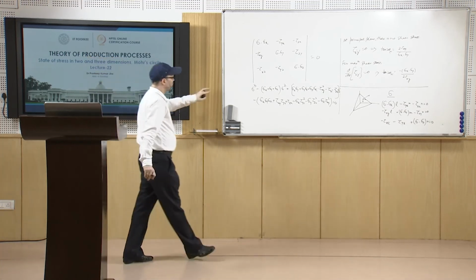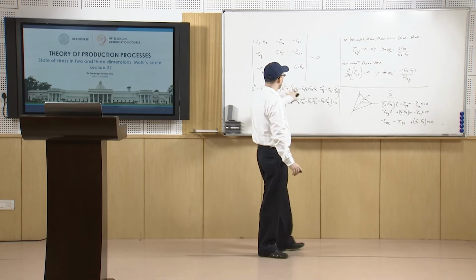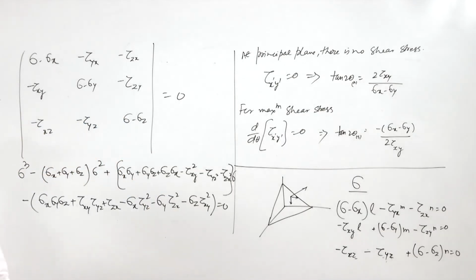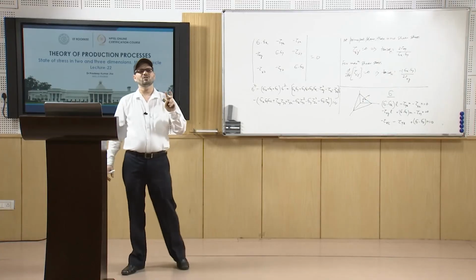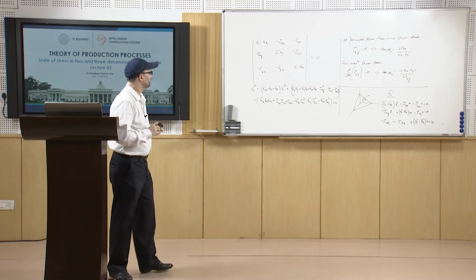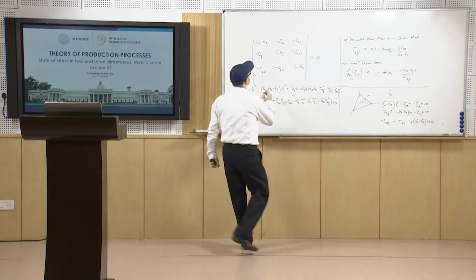Now, all these 3 quantities which are there in the brackets are the 3 invariants of the stress. So, they are known as the 3 invariants I1, I2 and I3.